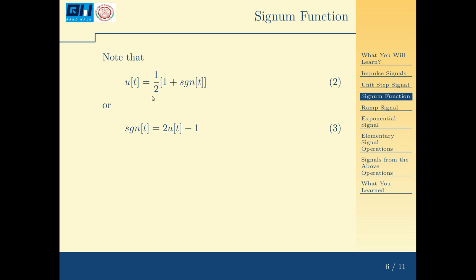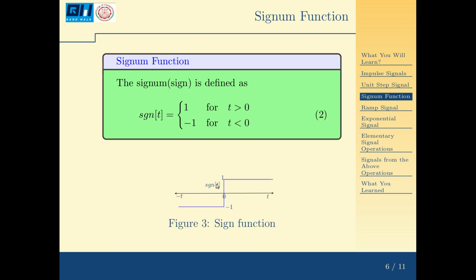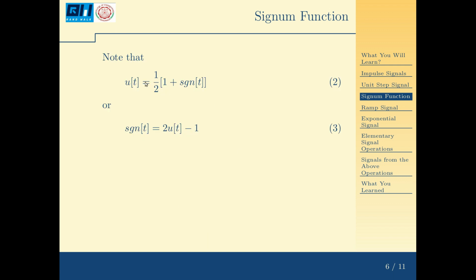You can see that u(t) is actually half of 1 plus sgn(t). That is, if I add 1 to this, from minus infinity to 0 the value will be 0, and this height will go to 2. So division by 2 becomes a unit step. So u(t) is half of 1 plus sgn(t), or sgn(t) is 2u(t) minus 1.